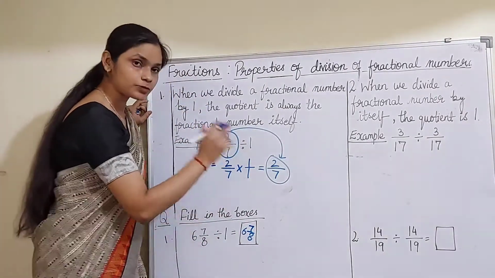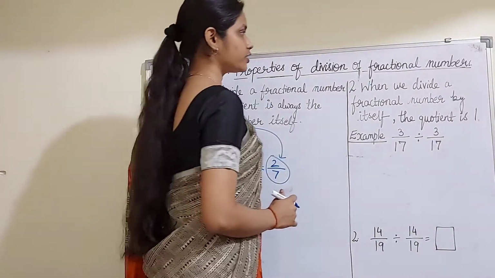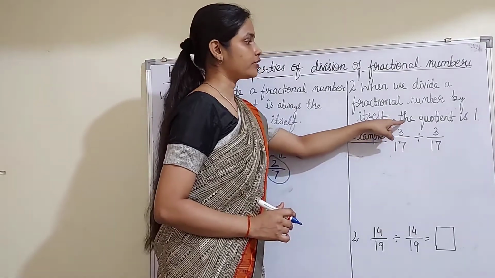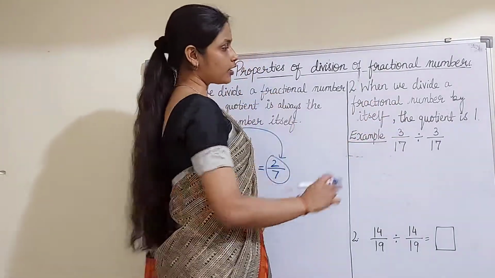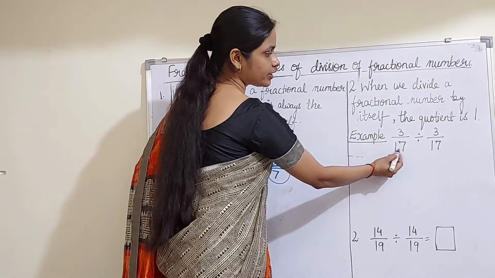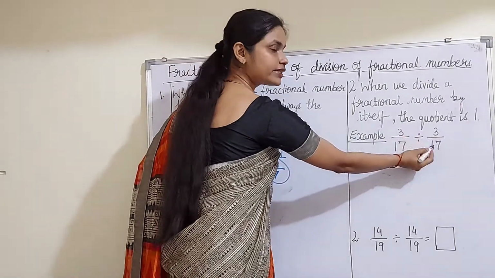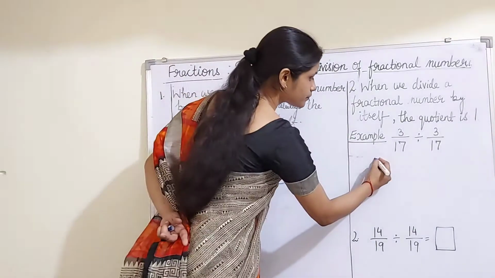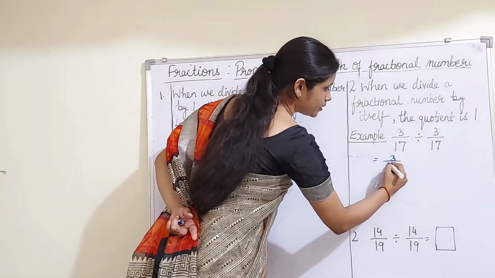Now the next property of division of fractional numbers says when we divide a fractional number by itself, the quotient is 1. Here take an example, 3 by 17 divided by itself. 3 by 17 divided by 3 by 17, what will happen? Let us solve this.